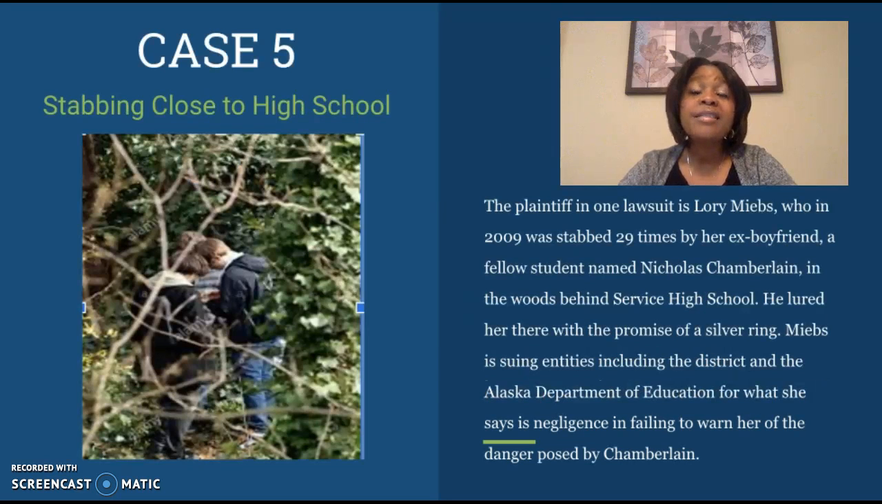Case 5. Stabbing close to high school. The plaintiff in one lawsuit is Lori Mepps, who in 2009 was stabbed 29 times by her ex-boyfriend, who was a fellow student named Nicholas Chamberlain, in the woods behind Service High School. He lured her there with the promise of a silver ring. Mepps is suing entities, including the district and the Alaska Department of Education, for what she says is negligence in failing to warn her of the danger posed by Chamberlain.